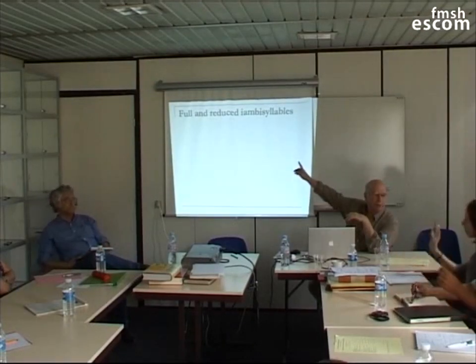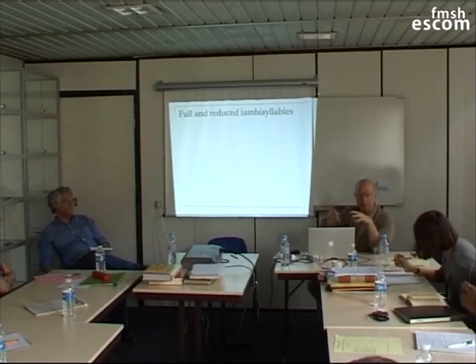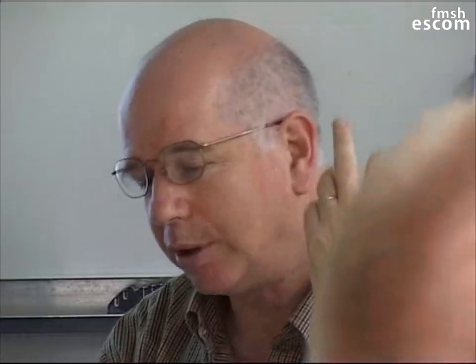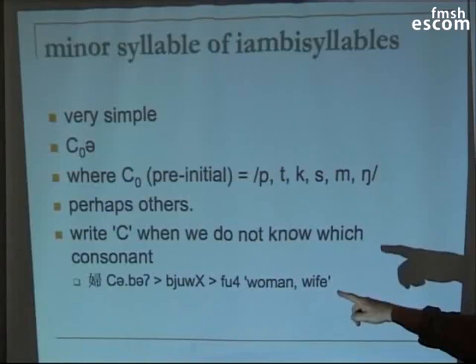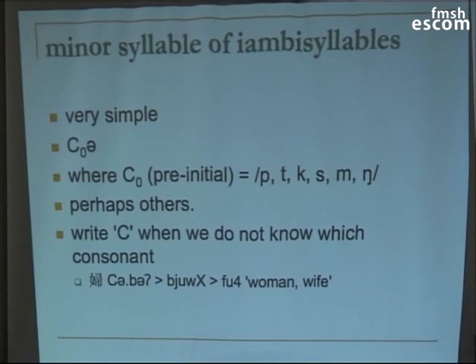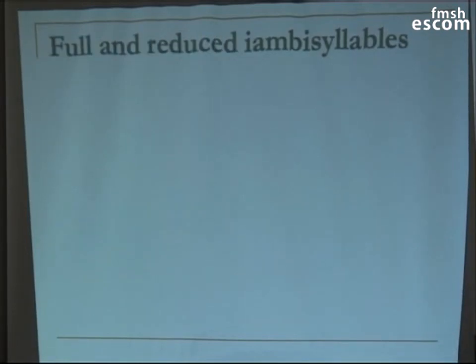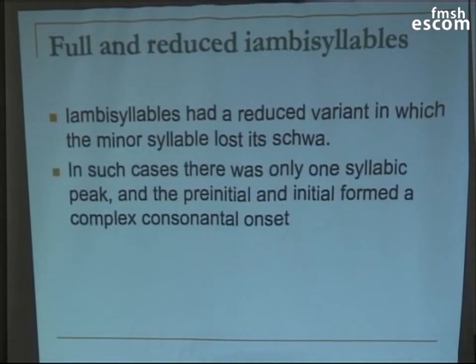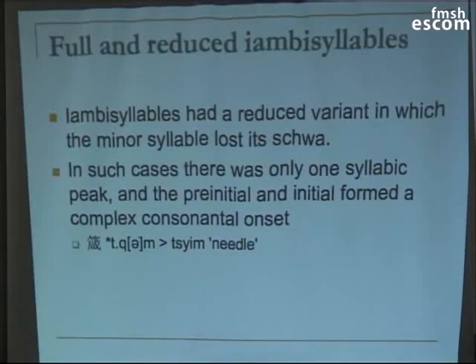So I'm going to talk about that now. So far, we have talked about two kinds, the monosyllabic and the iambosyllabic, but there was also a reduced iambosyllabic type, that is, an iambosyllabic type which had lost its schwa. For instance, in the case of this word, the schwa would be lost and the initial C, suppose it's a T, would give something like T. So there was only one syllabic peak, only one vowel, and the pre-initial and the initial formed a complex consonantal onset. For instance, the word for needle, we think, was a reduced iambosyllable, pronounced something like gum.